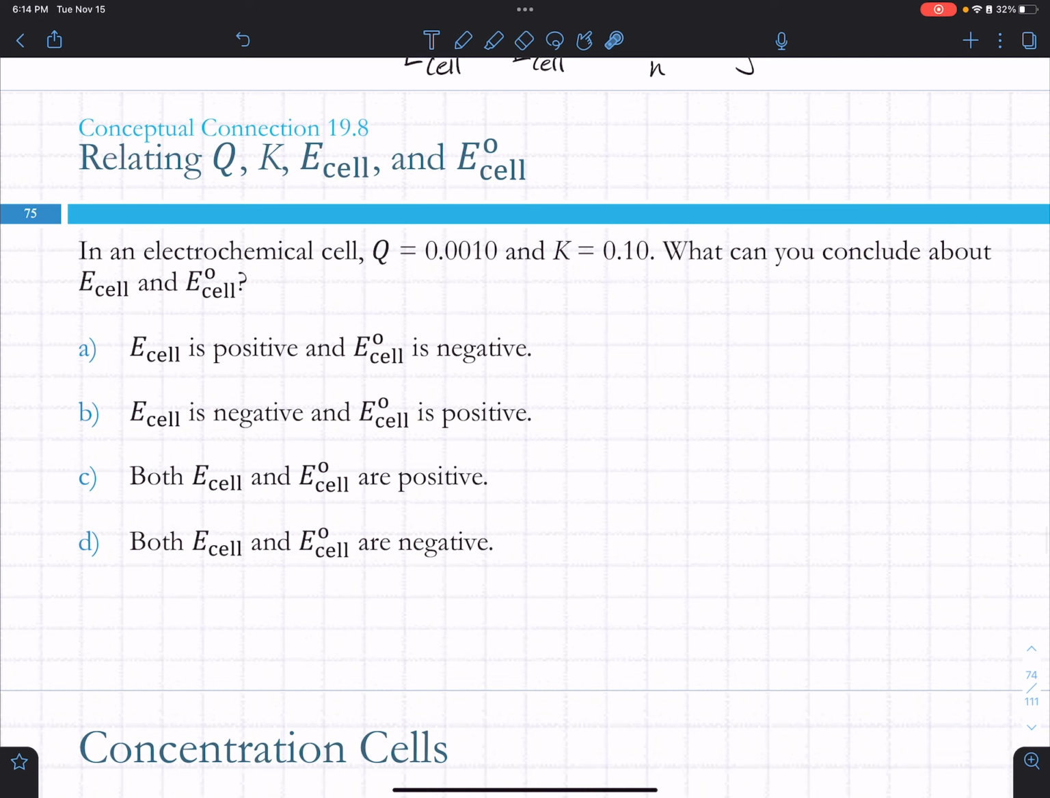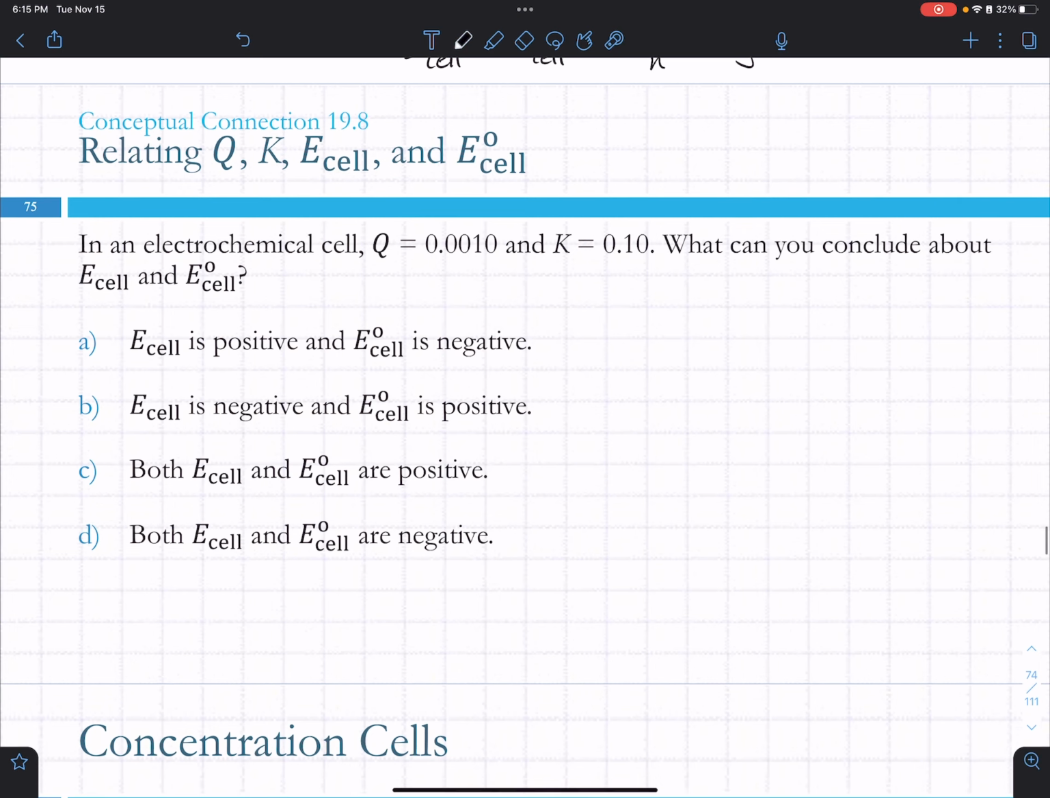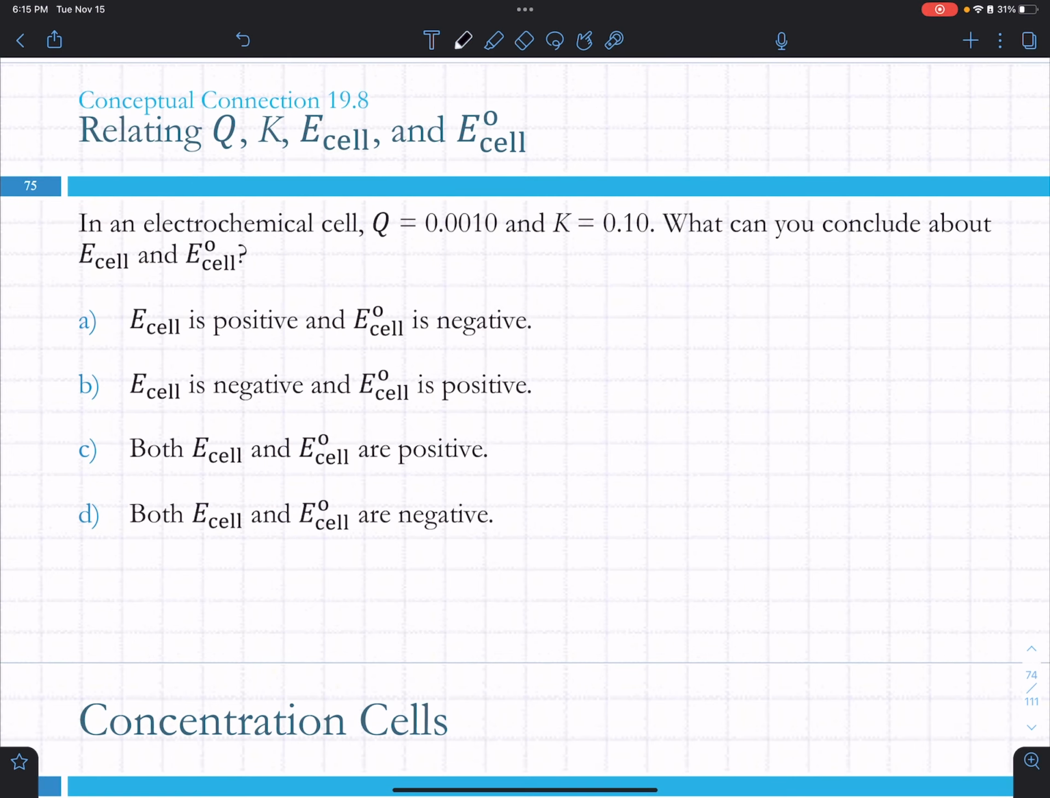All right, so having gone over that though, in an electrochemical cell, Q is 0.001, K is 0.1. What can you conclude about E cell and E cell naught? It helps a lot for these kinds of problems to just write out the equations. So how would you calculate E cell from Q? E cell at non-standard conditions would be E cell naught minus 0.0592 over n log of Q.